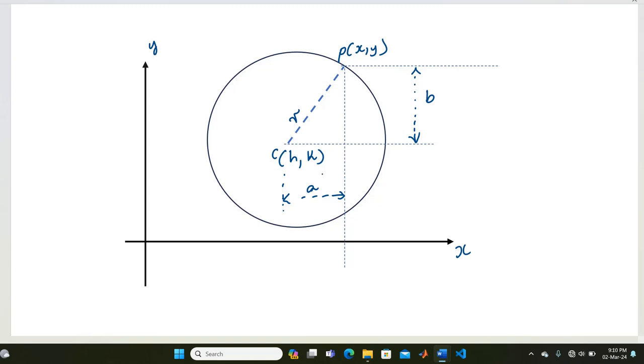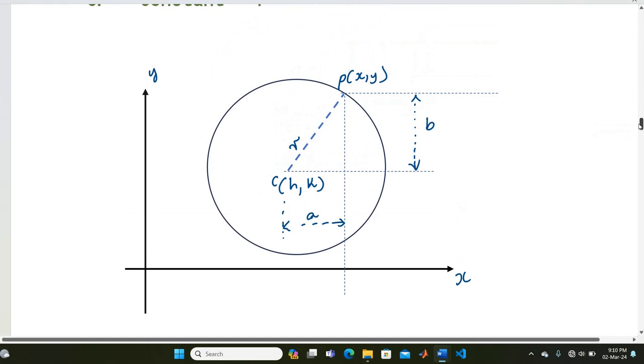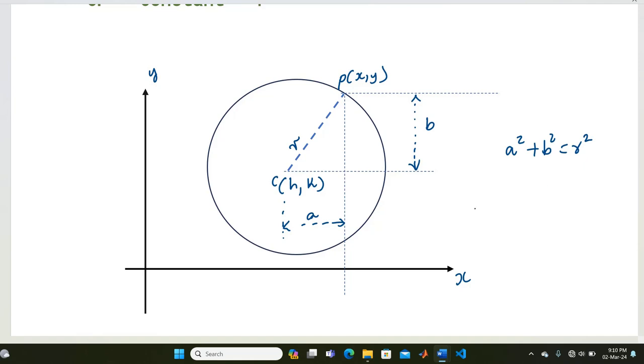Now, let us borrow some knowledge from Pythagoras' theorem. According to Pythagoras' theorem, a squared plus b squared is equal to CP squared, which we are calling r squared.